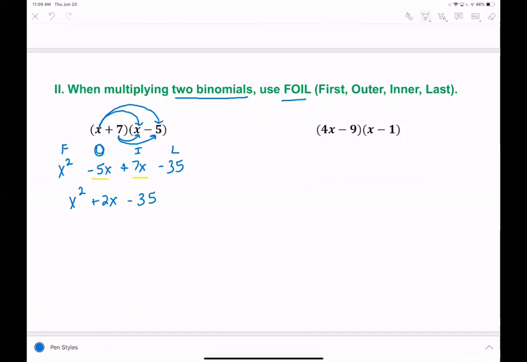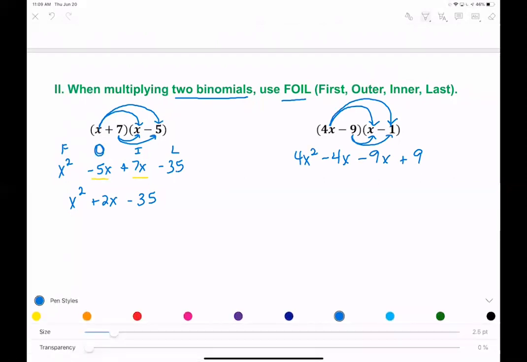For the next example, instead of saying distributing, let's think about FOIL. First times first would be 4x squared. Outer times outer would be -4x. Inner times inner is -9x. Last times last will be a positive 9. Be sure to watch your signs, because when you're multiplying, a negative times a negative makes a positive.